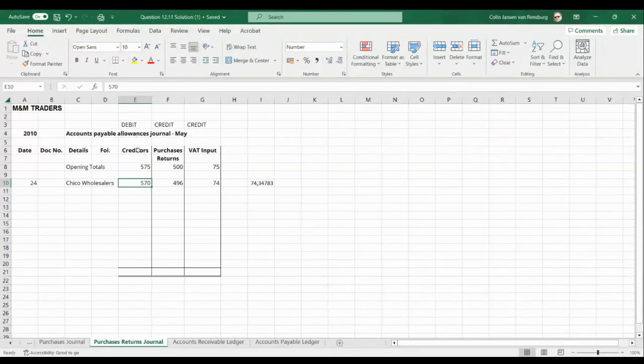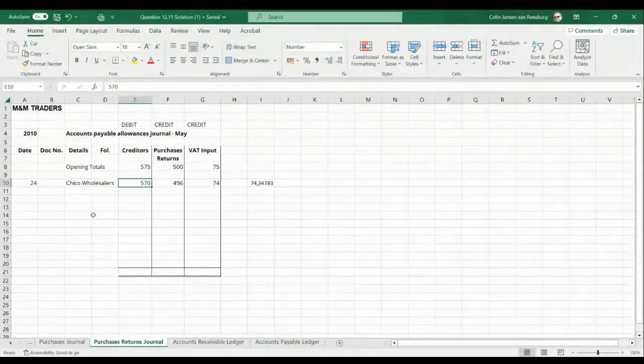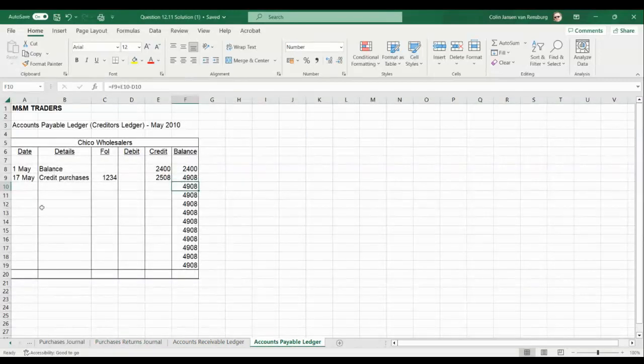And because we debited our creditors control account, which we'll see when we add this all up later on, it means we also have to debit the individual creditors. So we go to our accounts payable ledger. We didn't give it a document number this time, but we did give it a date, the 24th of May.